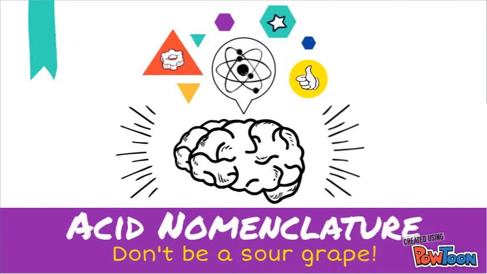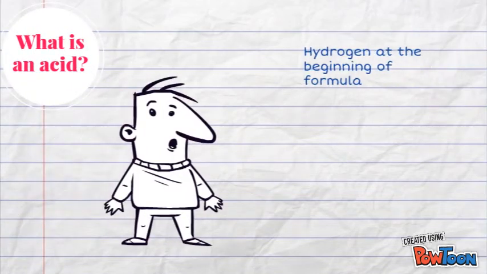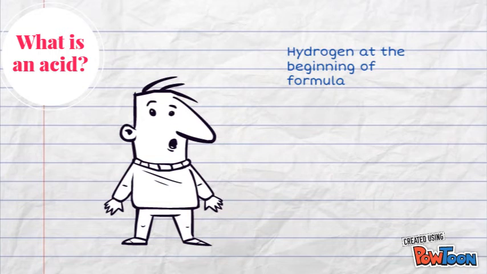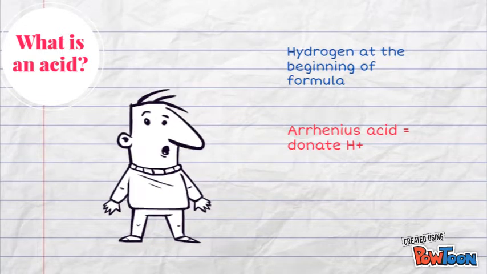Other types of compounds that you will learn to name are acids. Acids are molecular compounds that have hydrogen at the beginning of the formula. There are several ways that we can define an acid. One is the Arrhenius definition, which says that acids are any substance that donate a hydrogen proton in a solution. This is called dissociation, which means the hydrogen separates from the rest of the acid.